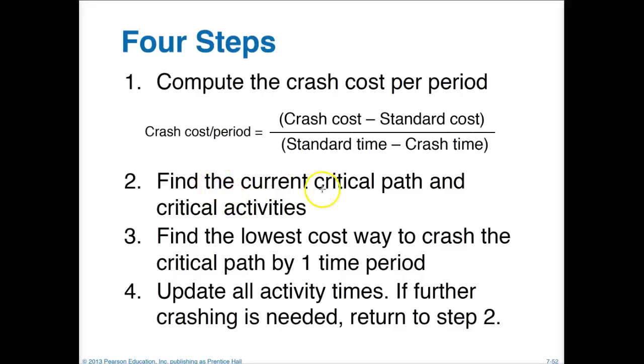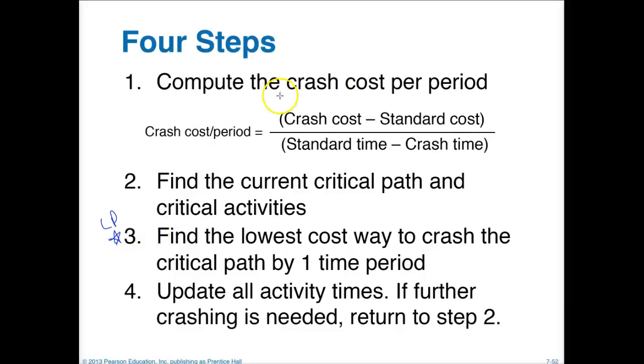We also want to find the current critical path and critical activities, and we've already identified those for this situation. And then we want to find the lowest cost way to crash the critical path by one time period. So this is where the linear programming actually comes into play. Then afterwards, we want to update all the activity times, and if we need to crash again, then we'll do so.